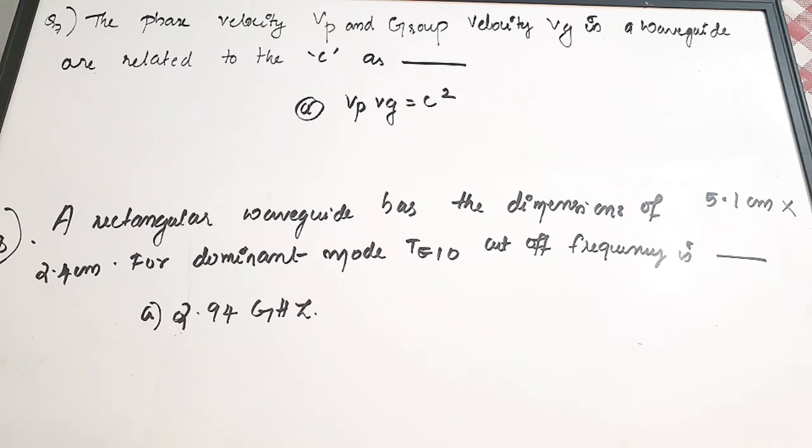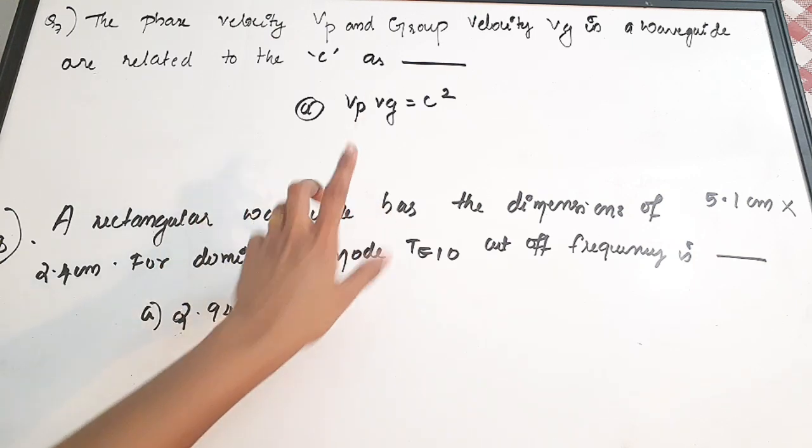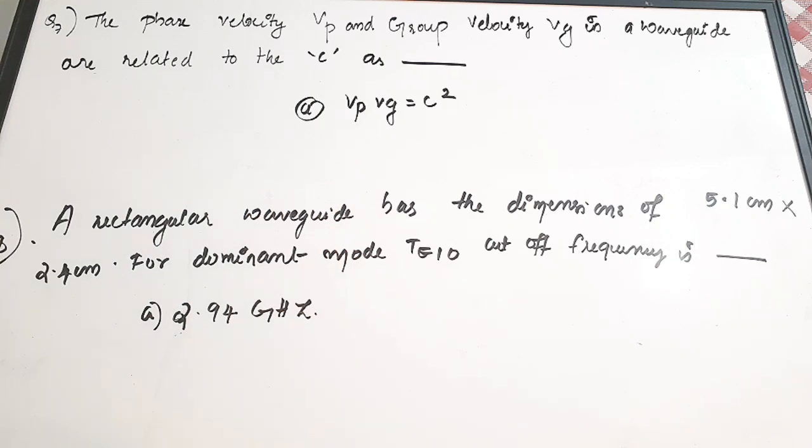Question number 7: the phase velocity Vp and the group velocity Vg in a waveguide are related to C as dash. So the product of phase velocity and group velocity is equal to C square, where C is the speed of light, which is 3 into 10 raised to 8 meter per second. What Vp is, what Vg is, everything we have discussed, and the product is equal to C square. The correct answer is option A. If you are watching that video, you will know how Vp into Vg is equal to C square. Now, moving on to the next question.